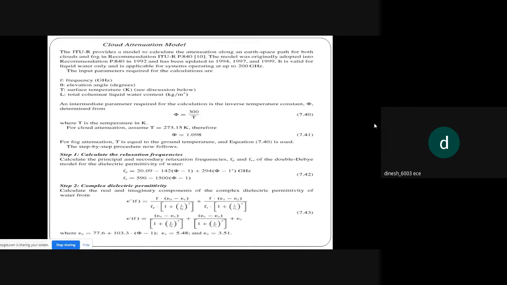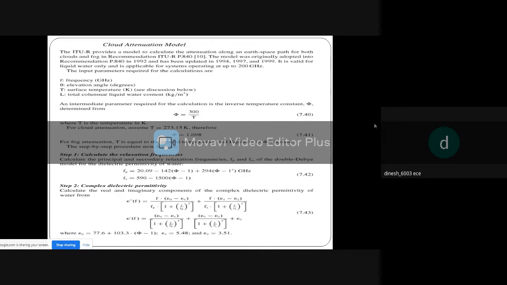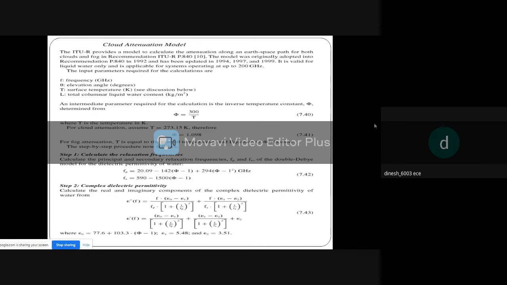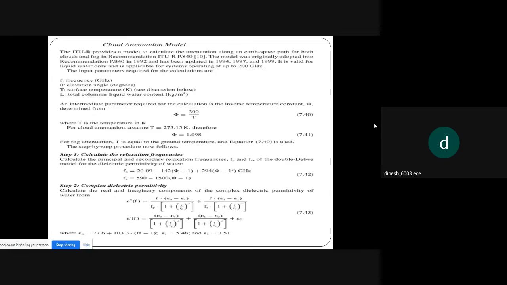The cloud attenuation model provides information to calculate the attenuation along the Earth-space path for both clouds and fog, according to the recommendation of the International Telecommunication Union. This was adopted into a recommendation in 1992 and has been updated from 1994 till 1999. It is valid for liquid water only and is applicable for systems operating at up to 200 gigahertz.